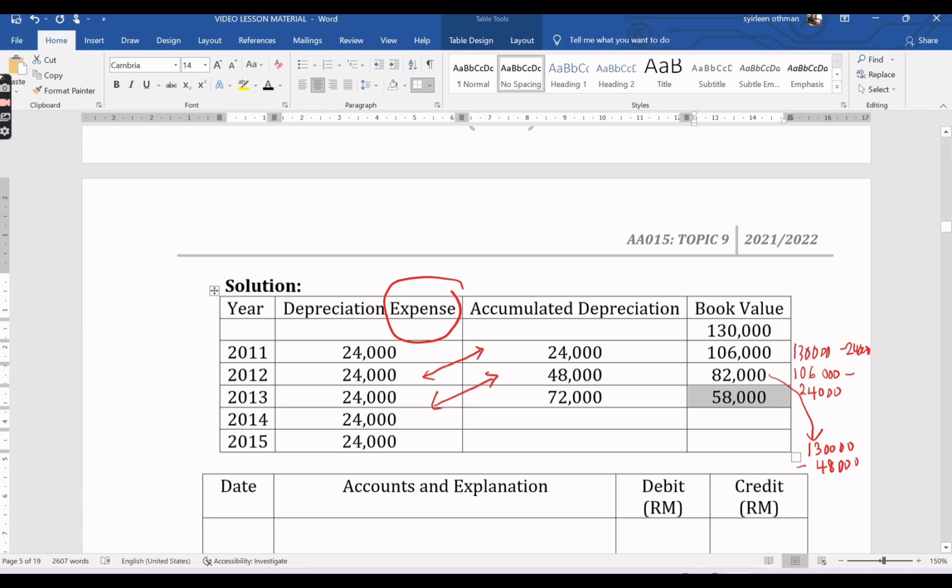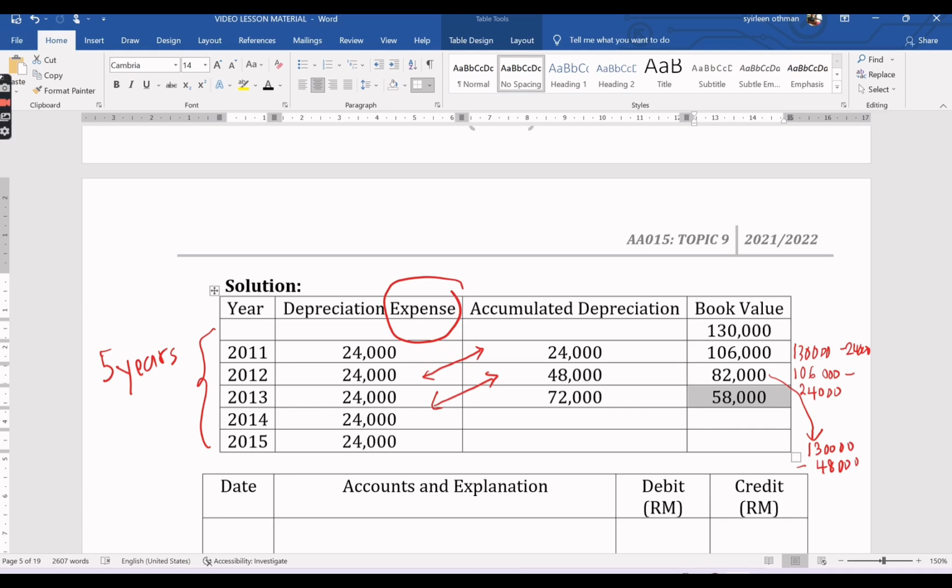So we'll be doing the same thing until 2015. Why until 2015 only? Because the useful life of this asset is 5 years. So that means after 5 years, there won't be any more depreciation expense. So asset tu akan remain book value dia with the residual value given earlier.